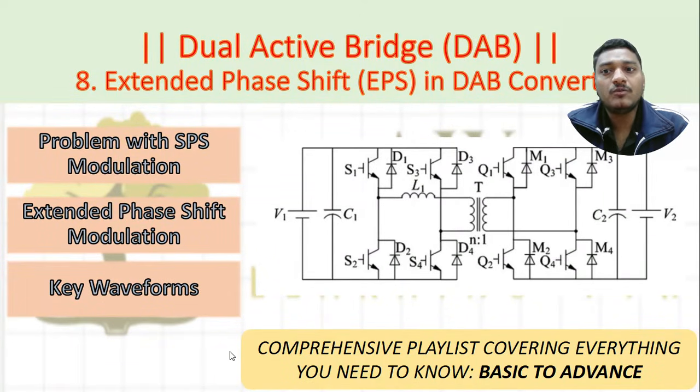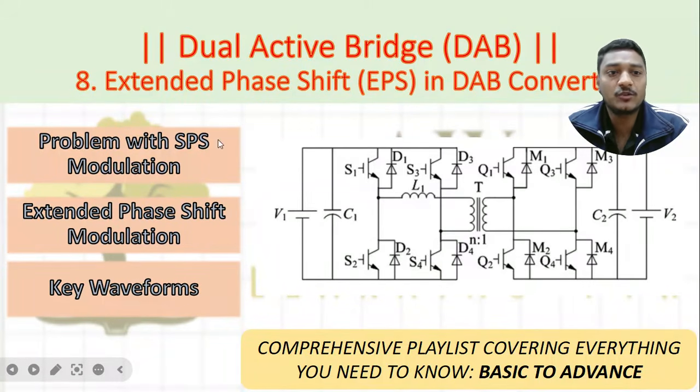Now we will talk about the extended phase shift modulation in the DAB converter. First, we need to understand why we are going for the extended phase shift modulation. There are some problems in the single phase shift modulation, and because of those problems there is a need for other modulations. So we will first understand the major problem associated with the single phase shift modulation.